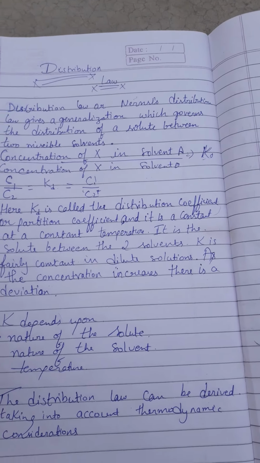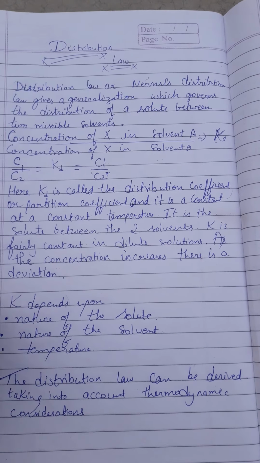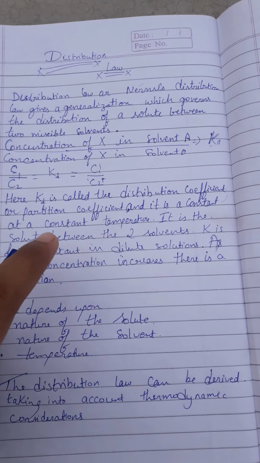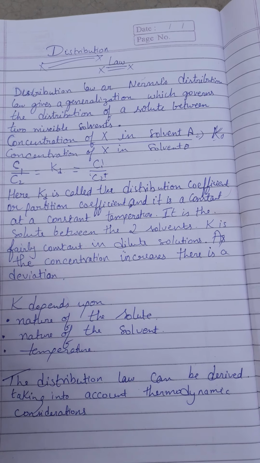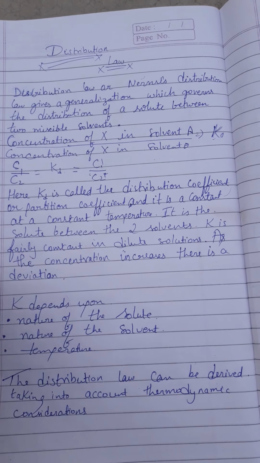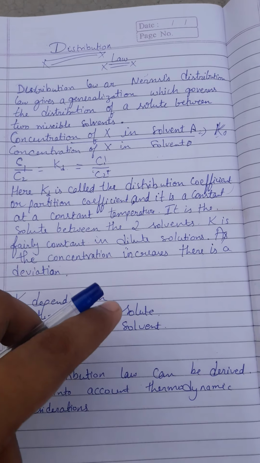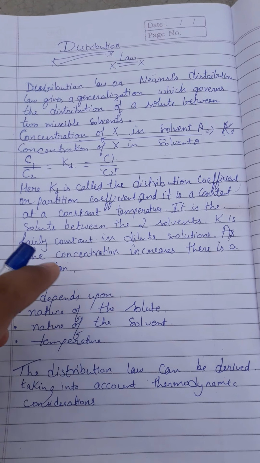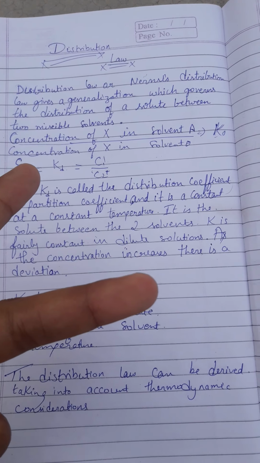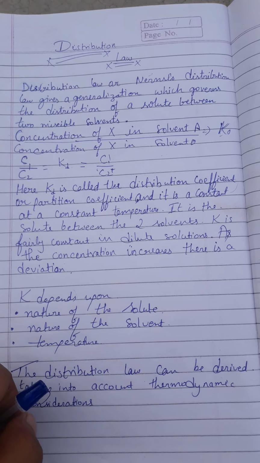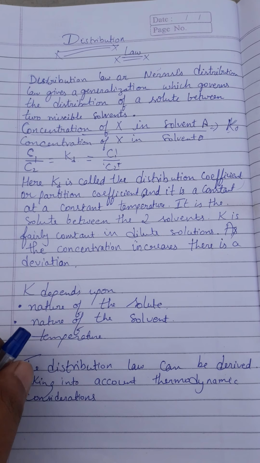At a certain temperature, it was pointed out by Nernst that the ratio C1 upon C2 is constant only when the solute exists in the same molecular form, that is, the relative molecular mass of the solute is the same in the two layers. The Nernst distribution law may be stated as follows.